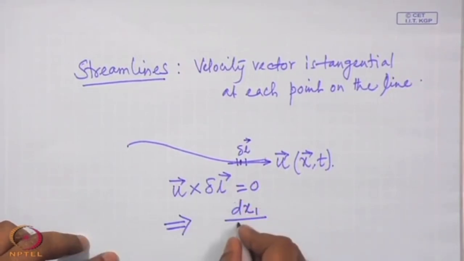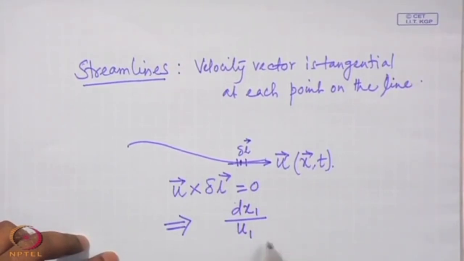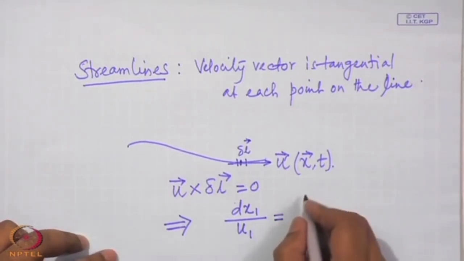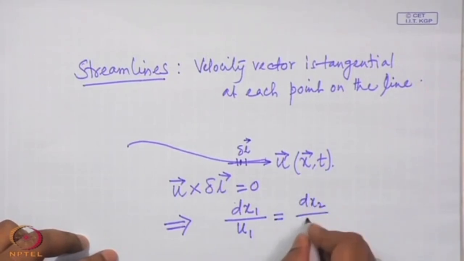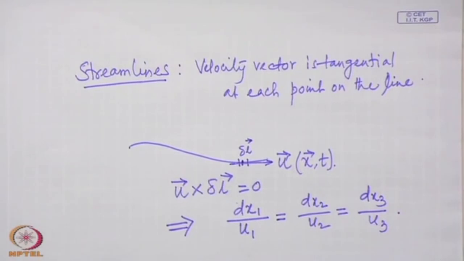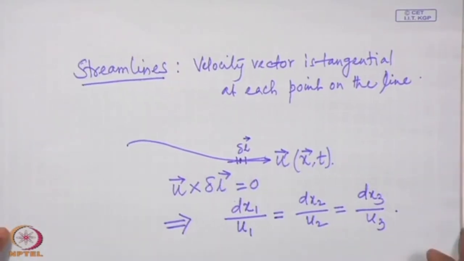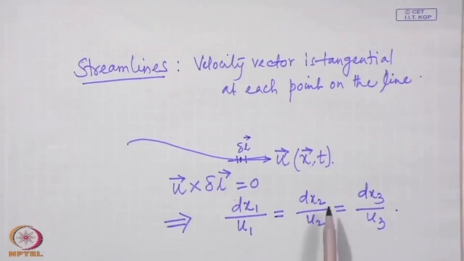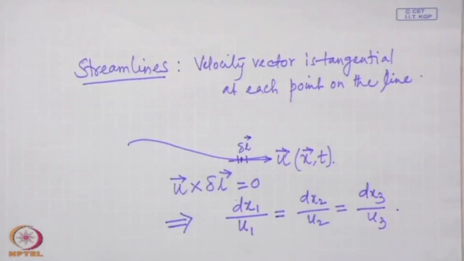See, this u_1 is a function of x and time, I am not writing that x and time all the time. It is to be understood that these u_1, u_2, u_3 are all functions of position and time. So, you see that this way you can find the equation of streamline. If you know the Eulerian velocity components, you can easily find the equation of streamlines. Streamlines are very, very useful to describe the fluid motions.